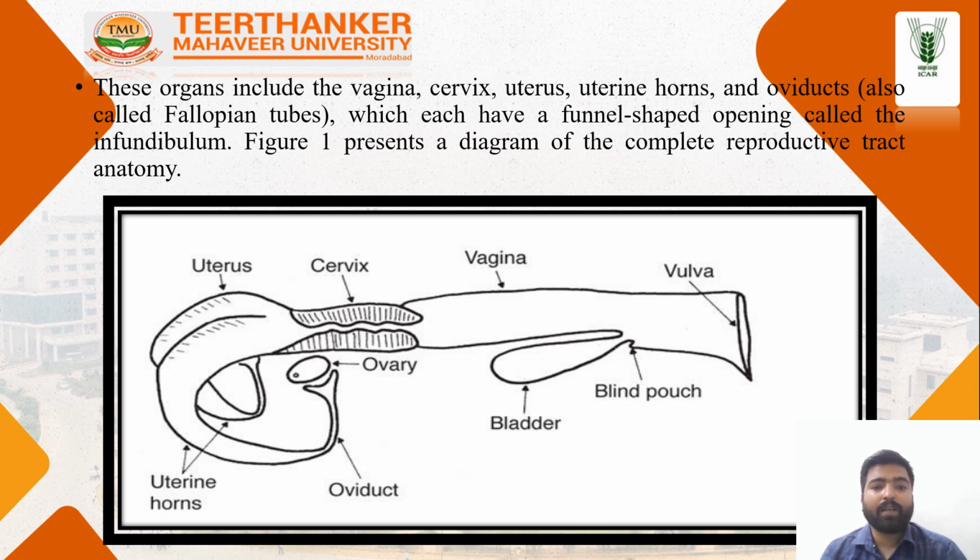Second, these organs include the vagina, cervix, uterus, and oviduct, also called the fallopian tube, which has a funnel shape and is also called the infundibulum. Here is figure one. We can see the diagram of the anatomy of the reproductive tract. Here is the vulva, the blind pouch, bladder, vagina, cervix, ovary, oviduct, uterine horns, uterus. Cervix is the important part. While doing artificial insemination, we have to deposit the sperm in the mid cervix, so we can usually get a higher result.